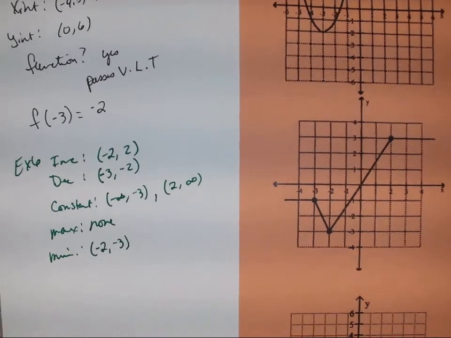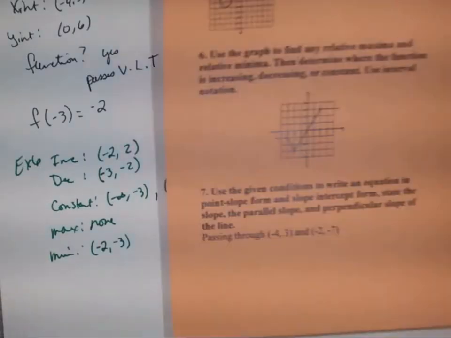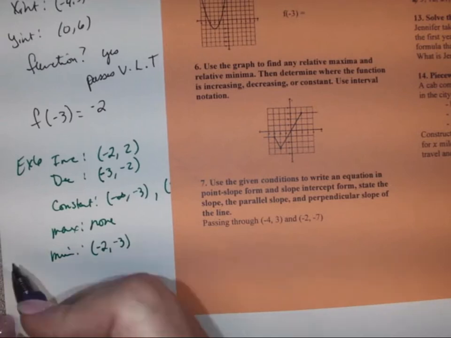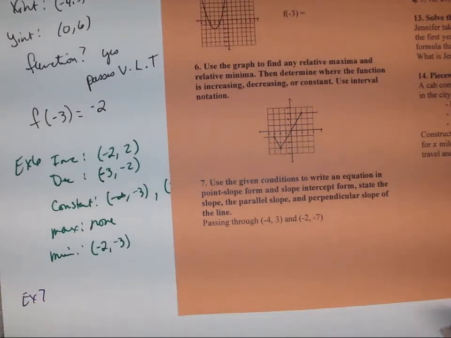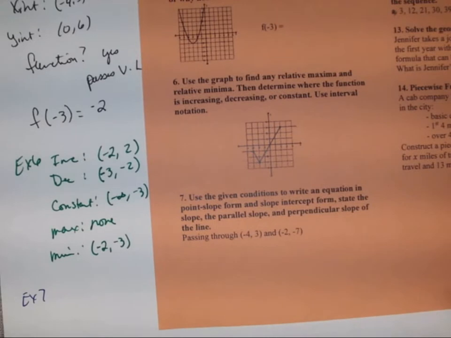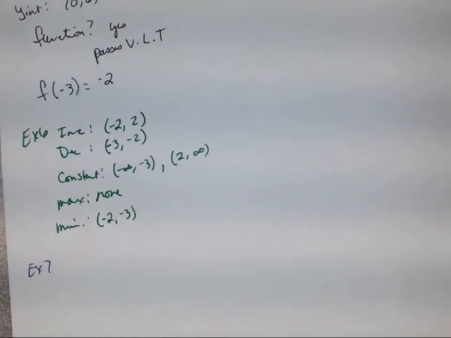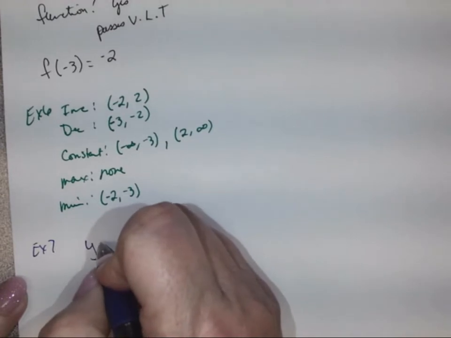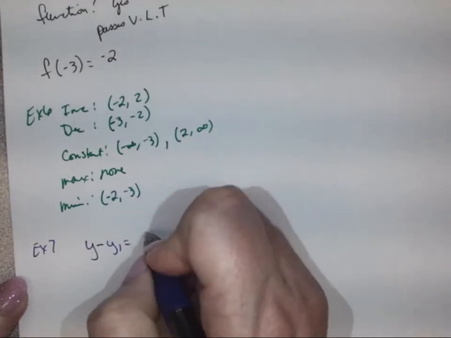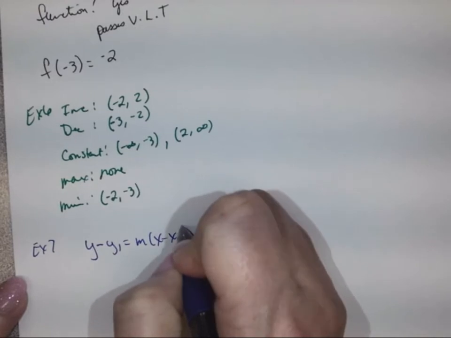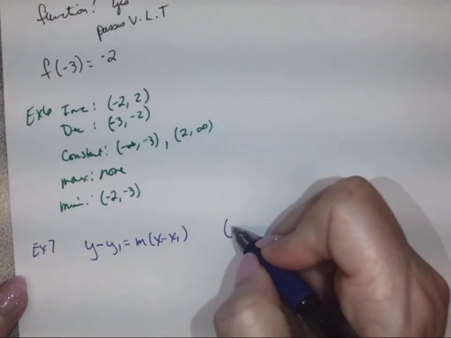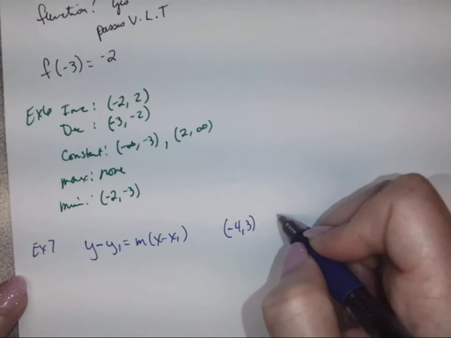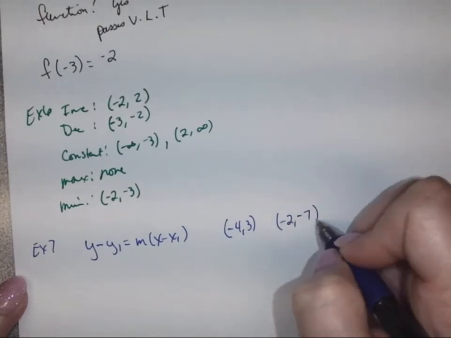All right, example 7. On example 7, we are using the given conditions to write an equation in point-slope form and slope-intercept form. State the slope, the parallel slope, and the perpendicular slope of the line. So remember, the equation of a line is y minus y1 equals m times x minus x1. We are given that we have (-4, 3) and (-2, -7).